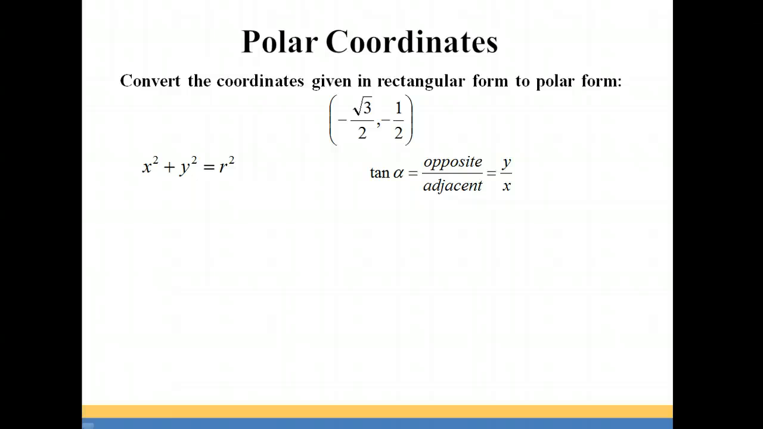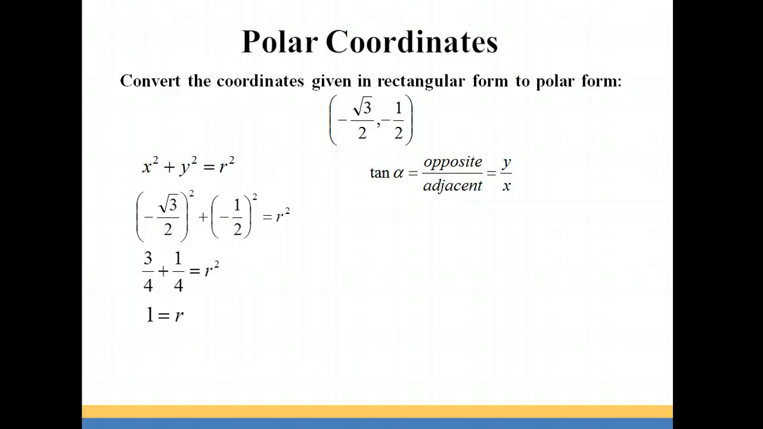Let's convert these ordered pairs that are given in rectangular form to polar form. So we have negative square root of 3 over 2 and negative 1/2. That ordered pair should be familiar to you because it is on the unit circle. But let's go ahead and see what happens. So we're going to replace x with the negative square root of 3 over 2 and replace y with negative 1/2 and square both of those. So we get 3/4 plus 1/4, which is 1. And our radius length was 1, which means, yeah, it is on the unit circle.